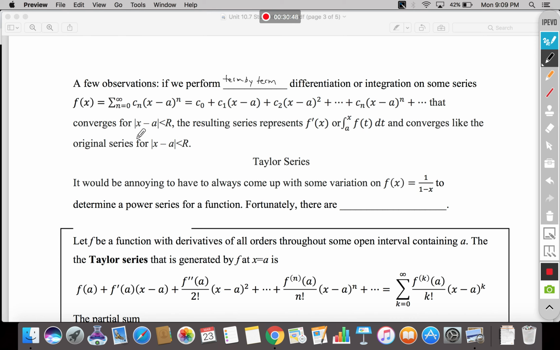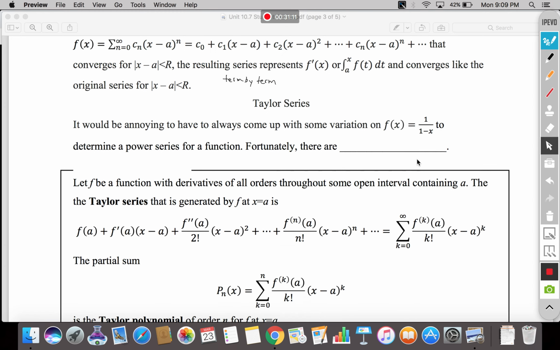Now we're not going to talk much about this today because some funky things can happen at the boundaries of that interval. But the interval of the original series and then the derivative or the integral series are going to be the same. It'll converge like that on the same interval. All right. A lot of thoughts we're introducing today. Stick with it.